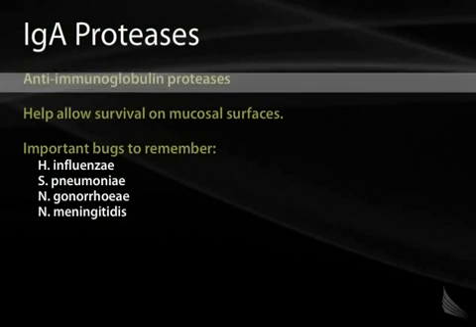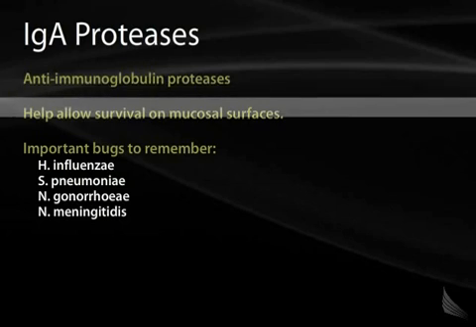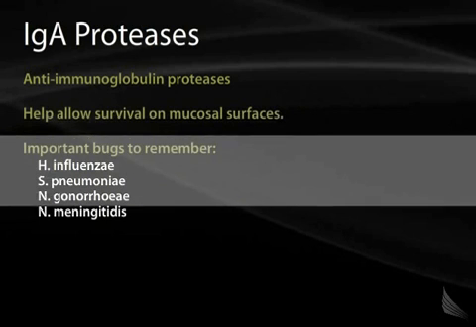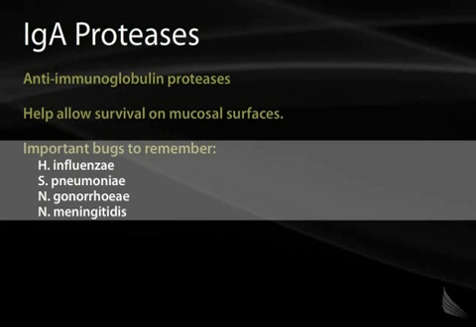IgA proteases are anti-immunoglobulin proteases. They help allow survival on mucosal surfaces. You'll remember that IgA is found frequently along mucosal epithelium and usually gets bugs. And so if you have an IgA protease, then you'll be able to evade the immune system. Important bugs which have this include H. flu, pneumococcus, Neisseria gonorrhea, and Neisseria meningitidis.